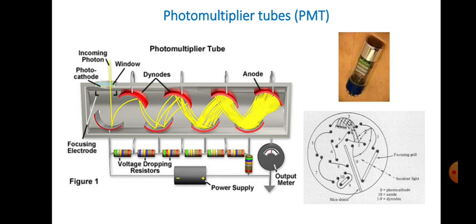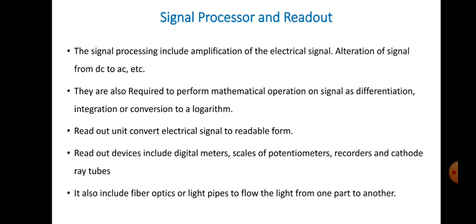So this is how the photomultiplier tube looks, and this is another way of representing it. You can see there are focusing grills, and the incident light comes in here, then strikes the first dynode, then goes to the second dynode, then third, then fourth, and so on. There are 9 dynodes represented in this diagram. So this is all about the detector.